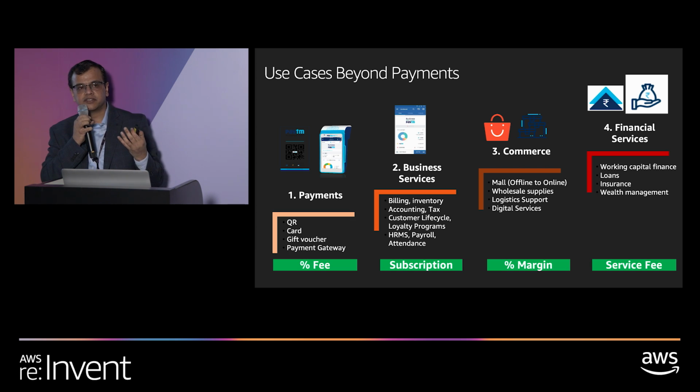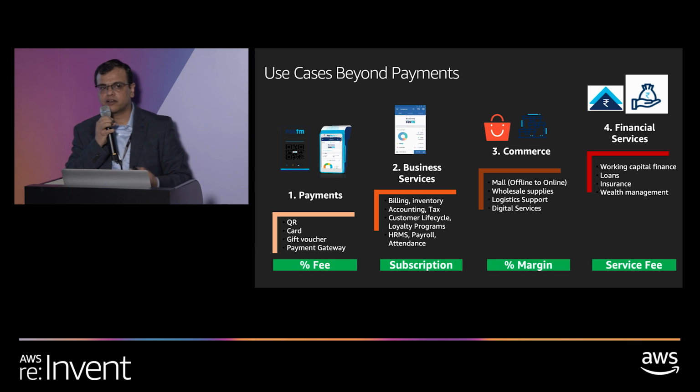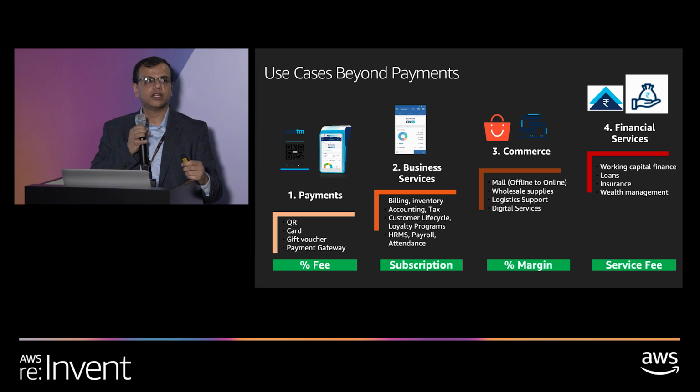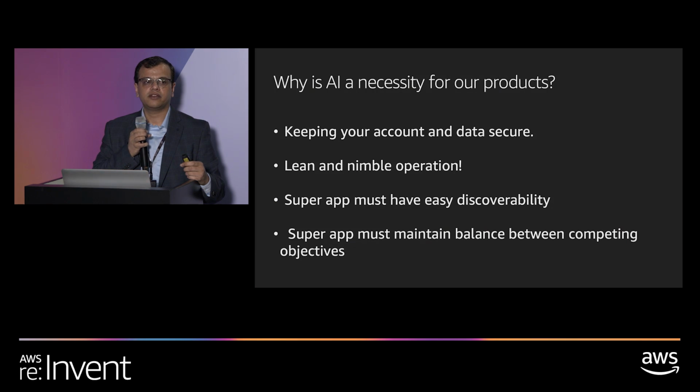And then on the financial services side, for the merchants, we are doing working capital finance. We are giving them insurance. We are doing wealth management for them, and so on. Cool. Okay. Why is AI?